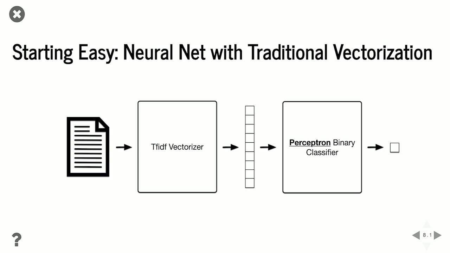and we'll just ignore that fact for now. We're going to implement a perceptron binary classifier, and that is going to take in a vector, our TF-IDF vectorized document, and just output a single number. And for this, we're going to use a framework called PyTorch.